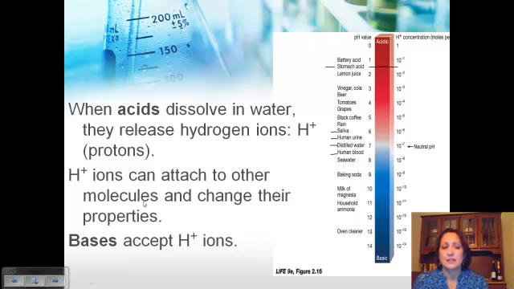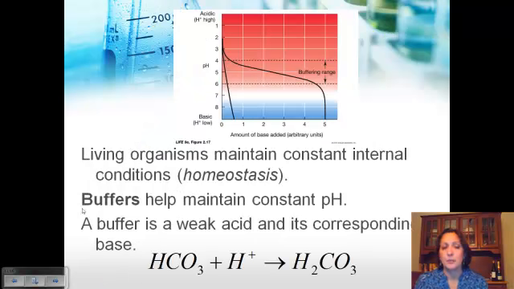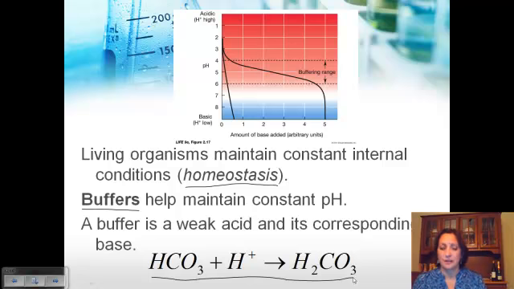So we need things that are going to maintain the pH of our blood, and we do that by using these buffers. And so buffers just help to maintain homeostasis, or a constant state, or constant internal conditions. These buffers act as weak acids or bases, so they can accept protons or release protons depending on the pH, or if protons are being released into that solution or taken up by that solution, and so they can adjust things to keep your pH constant.